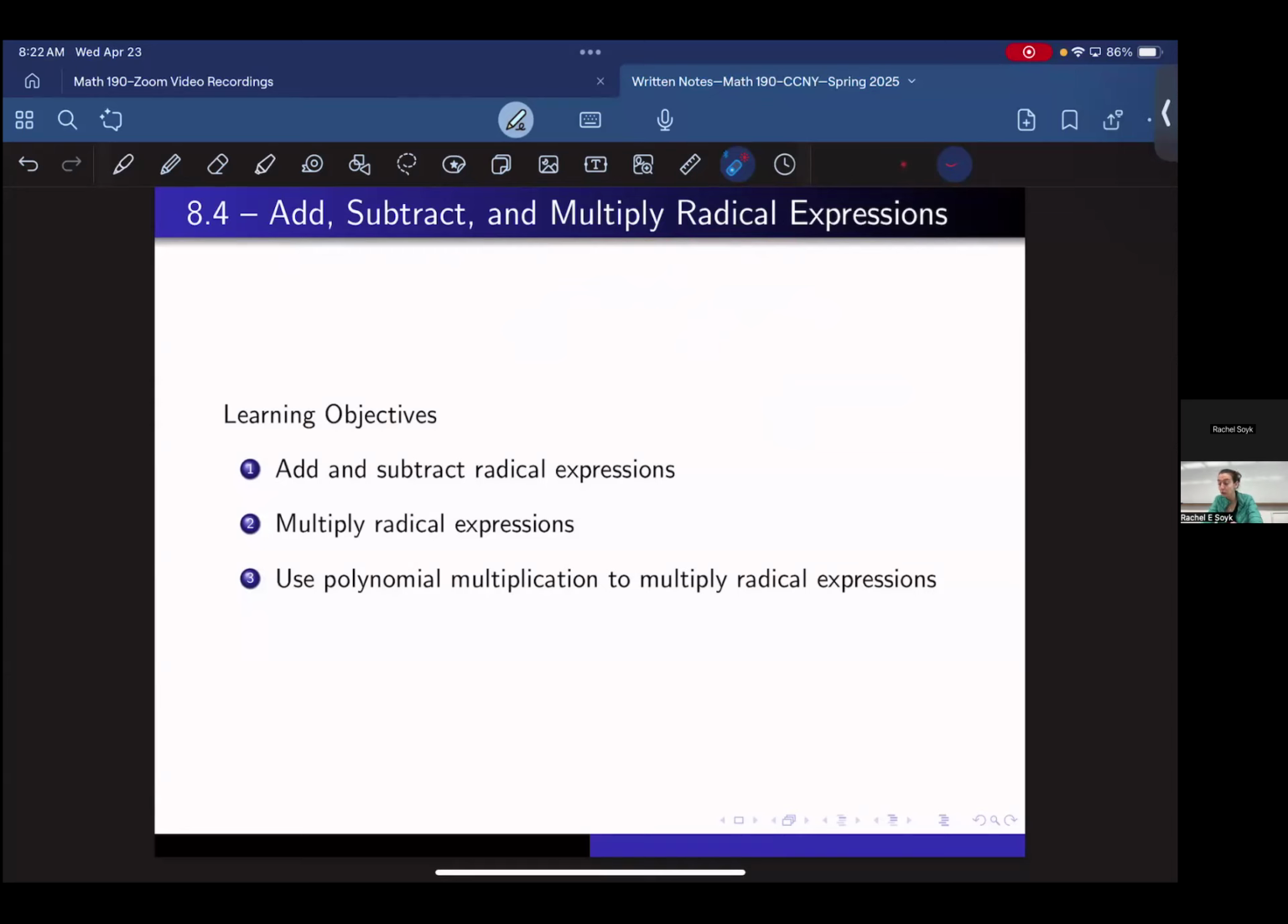So what are our learning objectives for this section? We, once again, are going to be able to learn how to add, subtract, and multiply radical expressions. And then lastly, we'll be able to use polynomial multiplication to multiply radical expressions. So same exact concept, but from a function perspective.